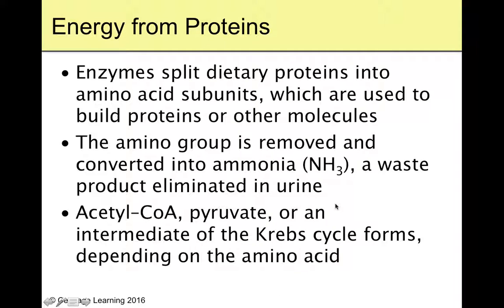So proteins. What about proteins, right? Proteins are made up of amino acids. So what do we do with amino acids? Well, we can use those amino acid monomers to build our own proteins, muscles and collagen and actin and myosin and hemoglobin, and the list of proteins just goes on forever. Or we can build other molecules.